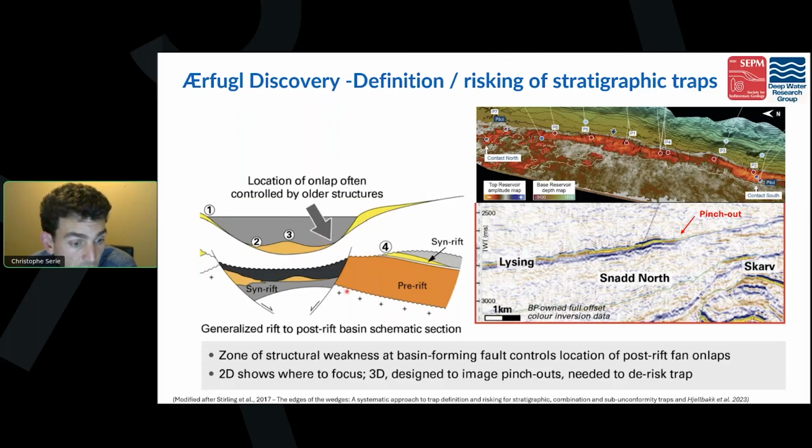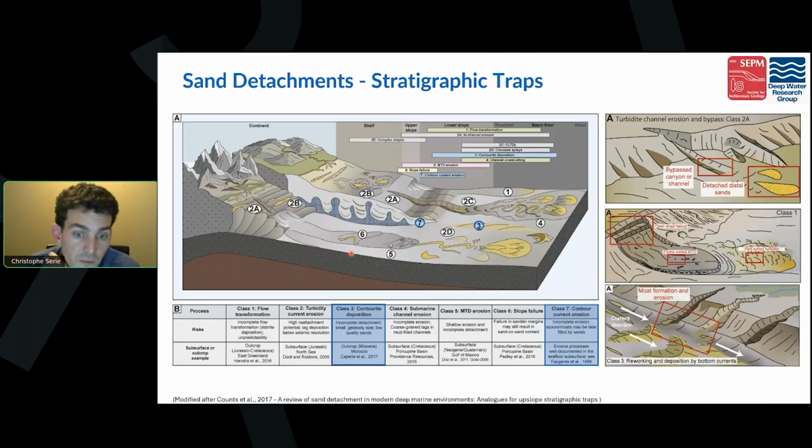There was a lot of work done with Stirling, the edge of the wedge, trying to see the link between the paleotopography of the rift and the way the turbidites were deposited in the basin. But as you have seen over the last few talks, there is a lot of discussion with regard to mixed systems in deep water systems. And recently there was this sand detachment, maybe an analog for stratigraphic traps, and then we have all the shallow marine systems. But when we get on top on the slope or in the basin floor, we have, of course, the turbiditic system that has been quite successful in the past.